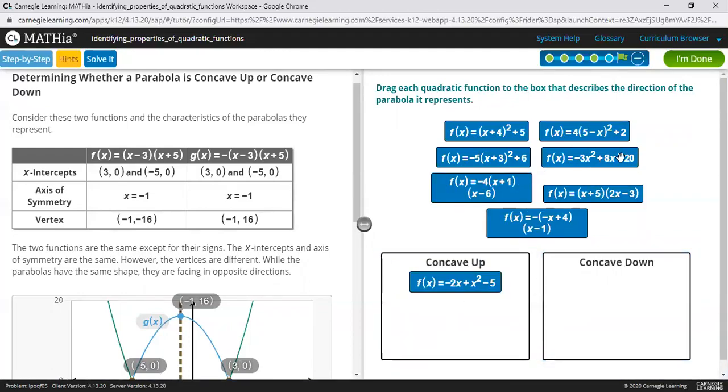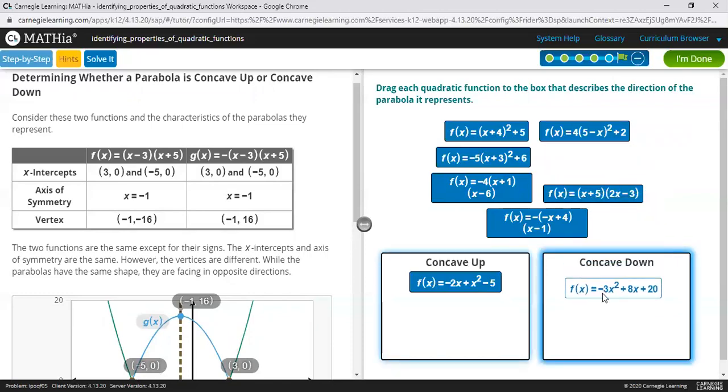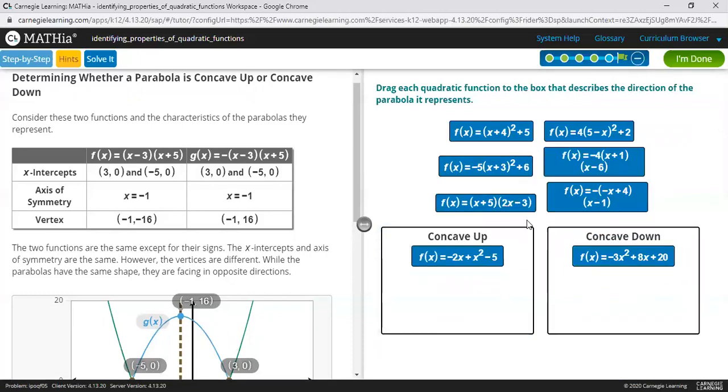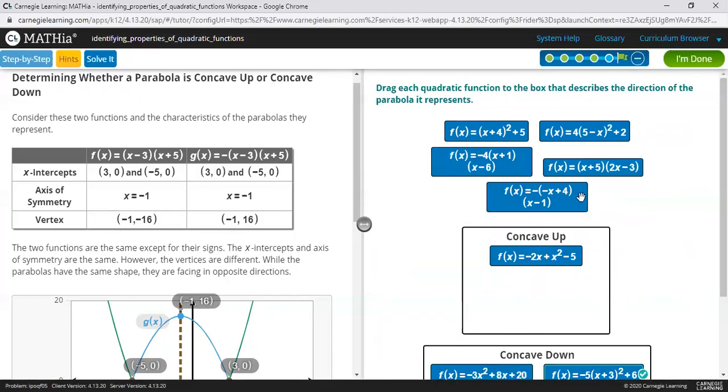Here's another general form. This is in standard form, and my leading coefficient is -3. So my leading coefficient's negative, that's going to be concave down. Now let's look at vertex form. Here I have an A value of -5. That's going to be concave down.